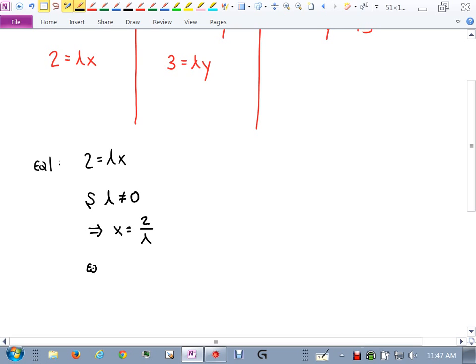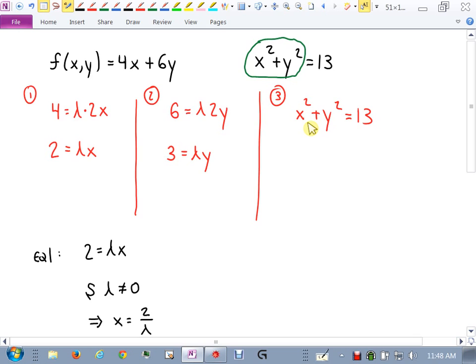Also, equation 2 would imply what? Again, lambda is not 0. What could I say from equation 2? That y is equal to what? Y is equal to 3 over lambda. Now I know what x is in terms of lambda. I know what y is in terms of lambda. And so I should be able to go to equation 3, replace x with 2 over lambda, replace y with 3 over lambda, and I will have an equation with just lambda in it. So I should be able to solve it, right?